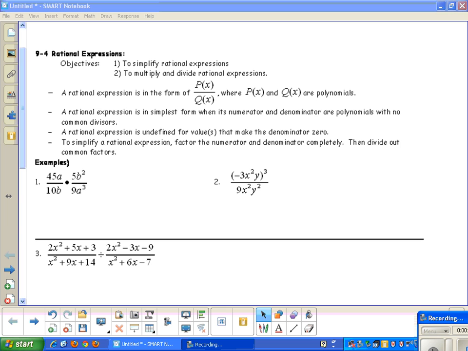So a rational expression in this case is going to be in the form of p of x divided by q of x, where p of x and q of x are polynomials. So now we're simplifying a polynomial divided by a polynomial, or multiplying. A rational expression is in simplest form when its numerator and denominator are polynomials with no common divisors, and we'll talk about that. A rational expression is undefined for the values that make the denominator 0, because remember, we can't divide by 0.